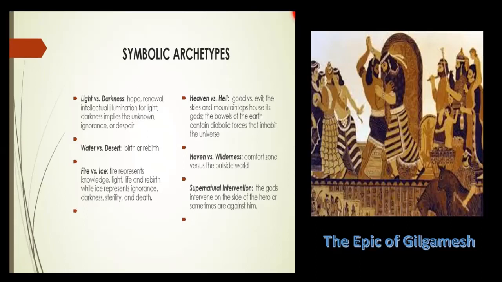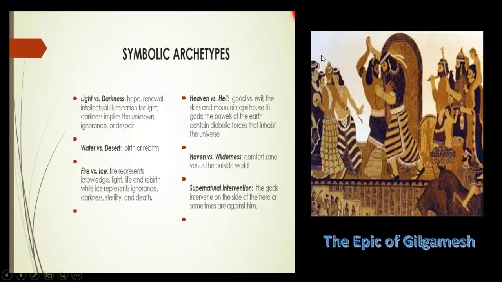Okay? And it's the same thing, or almost the same thing, as represented in the symbolic archetype of haven versus wilderness, which is comfort zone versus the outside world. Gilgamesh was very comfortable with his kingdom because he can do whatever he wants. So that is his haven. But he had to go through the wilderness. He has to get out of his comfort zone so that he will grow as a person. He will grow as a king. And most of all, he would know how selfish and wicked he had been.